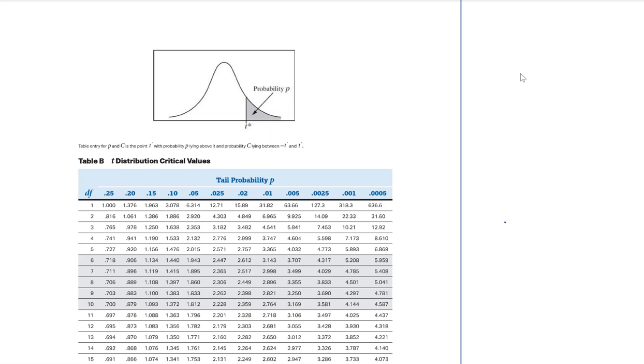Today we're going to be continuing my video series on confidence intervals, and in particular looking at how you can read a t-table, so a t-distribution table.